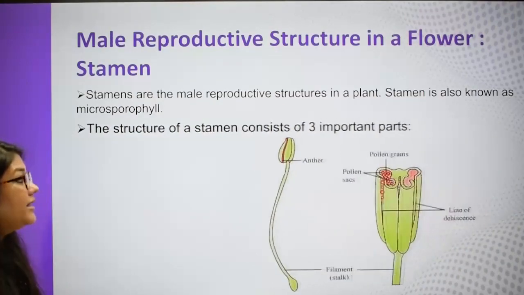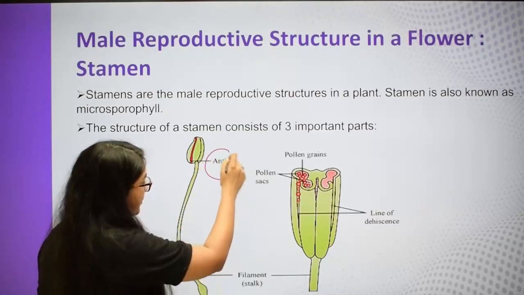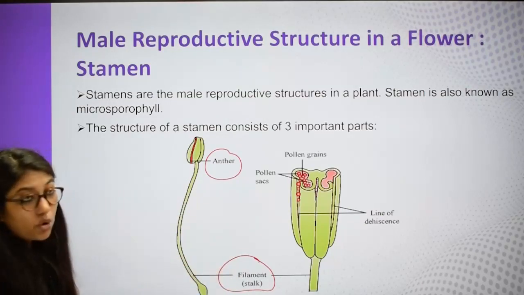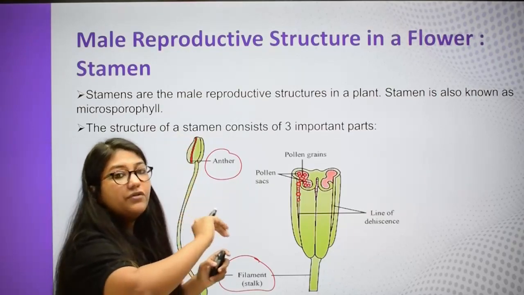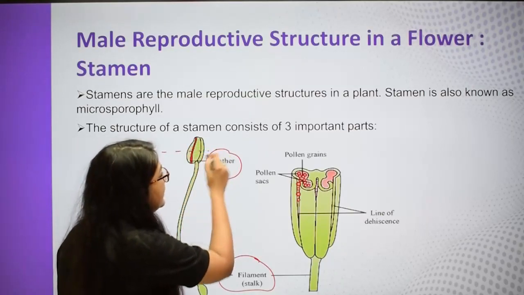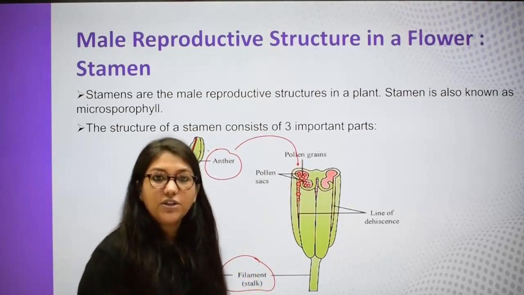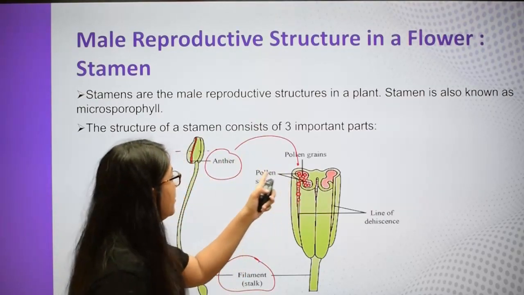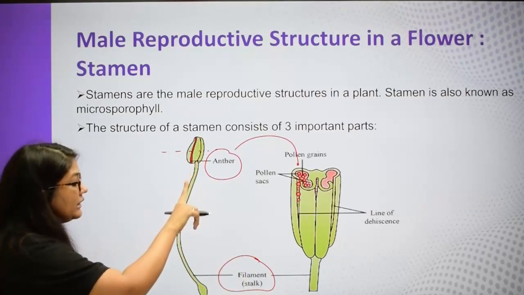Now let's have a look at the structure. So look here, see here, stamen. There is anther, right? And there is filament. What is this filament? Filament is the stalk. So anther and filament, of course, these are the 2 major structures of the stamen. Now, what we have done is we have taken a section of the anther. So if I cut the anther from here like this, what is going to happen? I am going to see a structure like this. Right? All the things inside it will become visible. So the anther has been sectioned and this is the view that we are going to get on the inside of the anther. So 2 important structures, anther, filament.